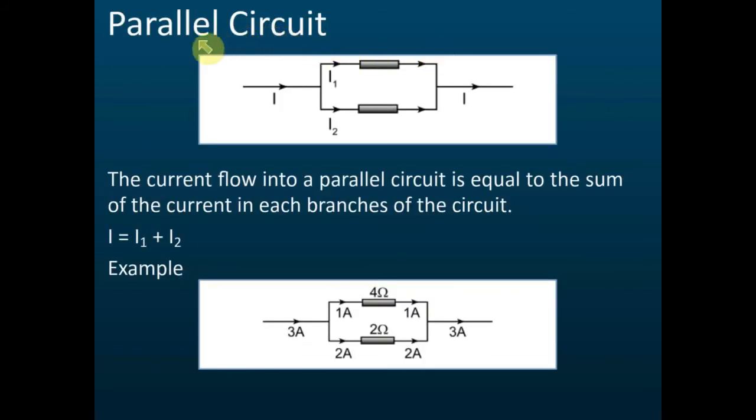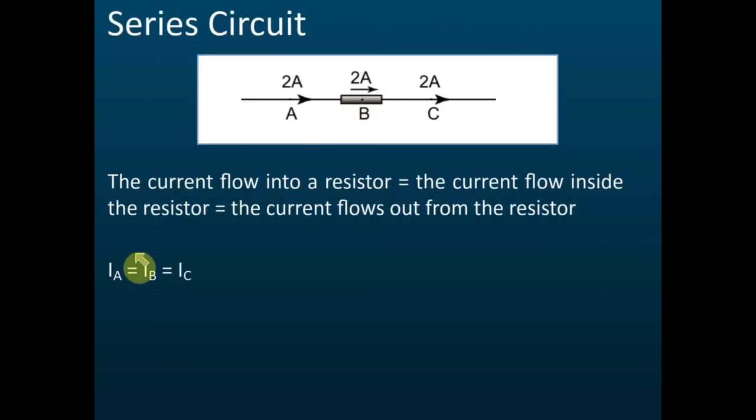For a parallel circuit, when current flows into the parallel circuit, it will split, because a parallel circuit has branches. It will split into I1 and I2. The current flowing into a parallel circuit is equal to the sum of the currents in each branch of the circuit. The current here plus the current here is equal to the current here. So I equals I1 plus I2. Compared to the previous one, where IA equals IB equals IC.